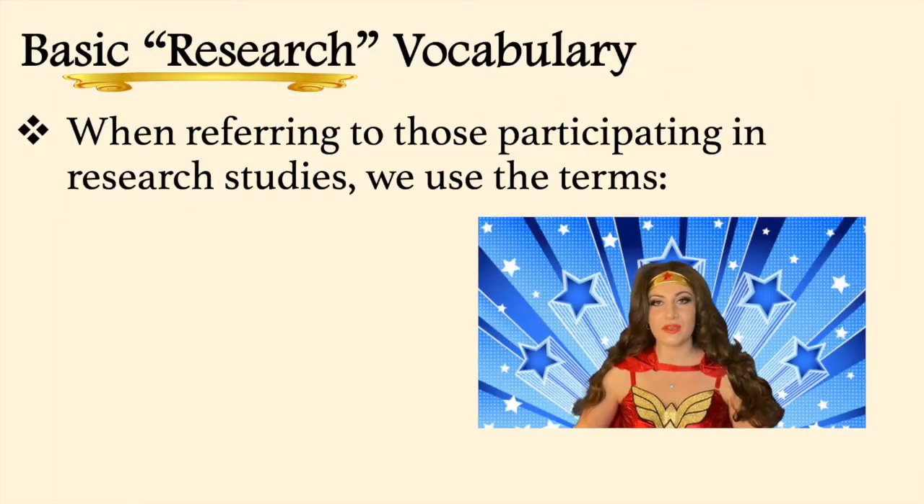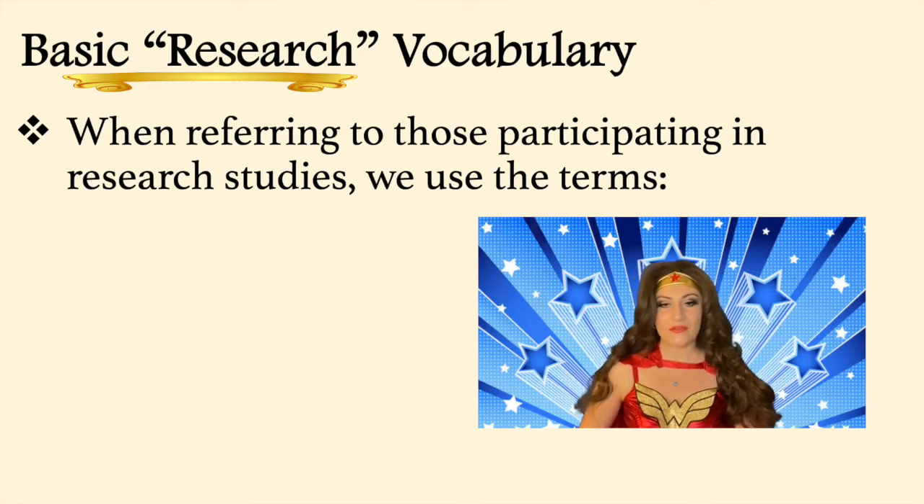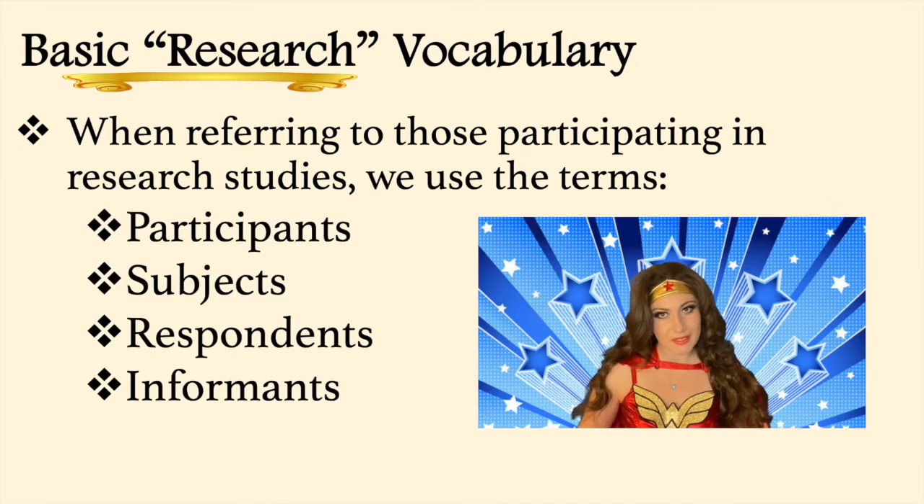Another important item of vocabulary that we'll talk about is the way we refer to those who participate in research studies. So we have a variety of terms that we could use. We can use participants, subjects, respondents, or informants. So typically the current version of the APA manual wants us to use the word participants.